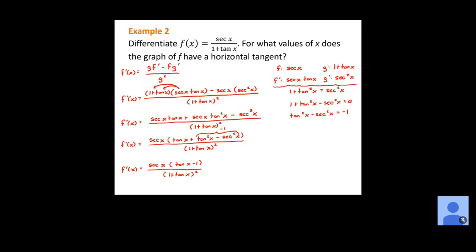All right, now that we have it in this form, we want to set our derivative equal to 0. So what are we actually going to be setting equal to 0 here? So for that derivative to equal 0, what would need to equal 0?